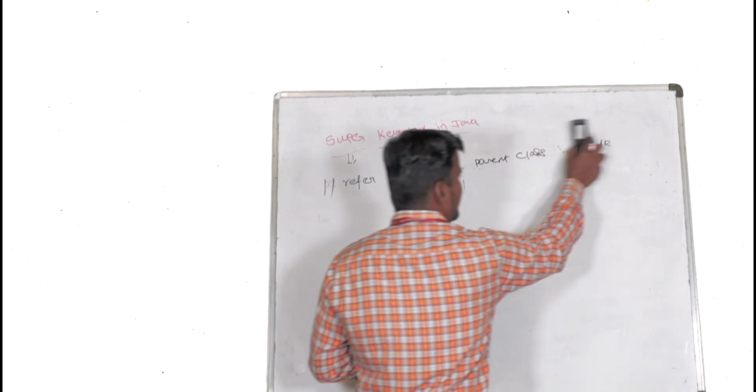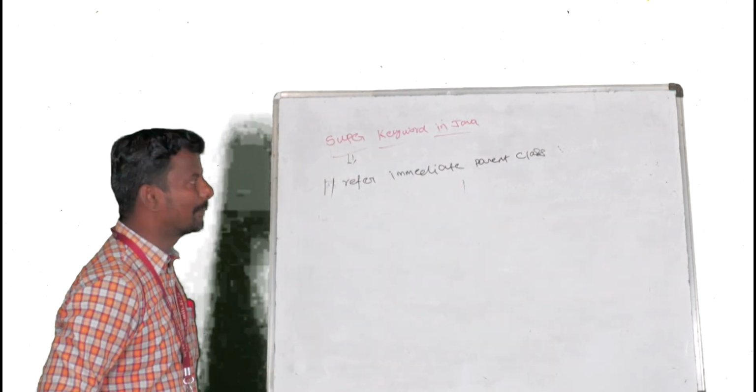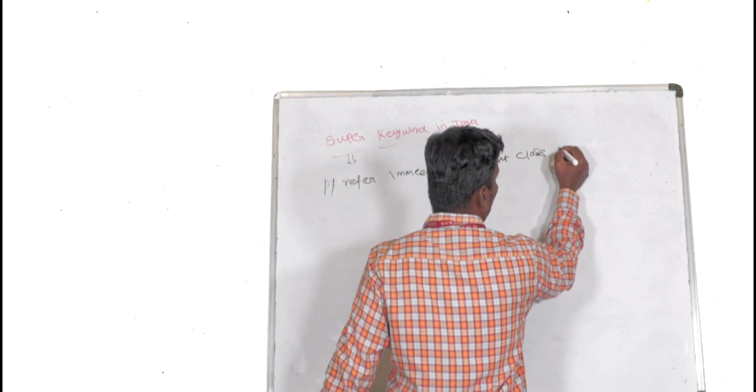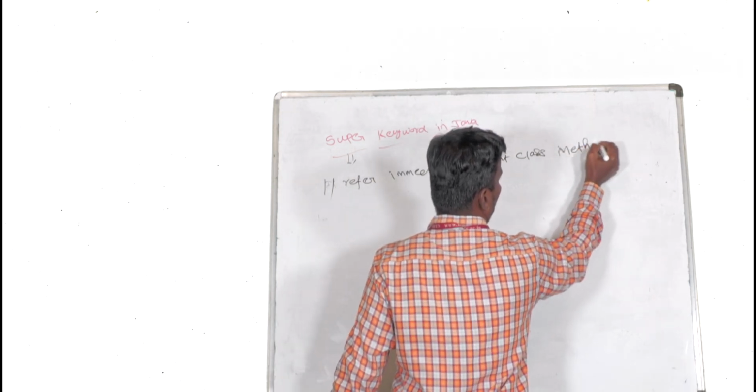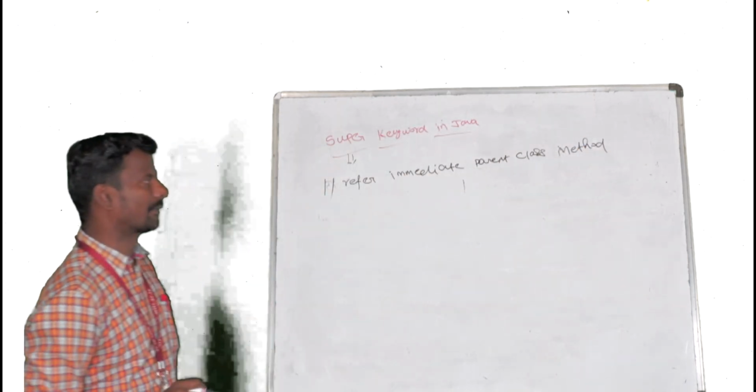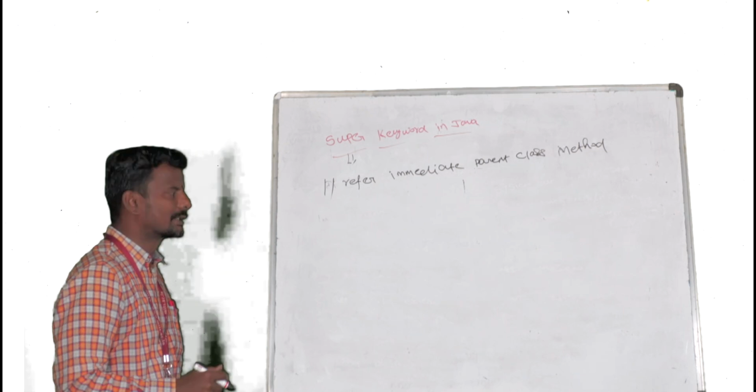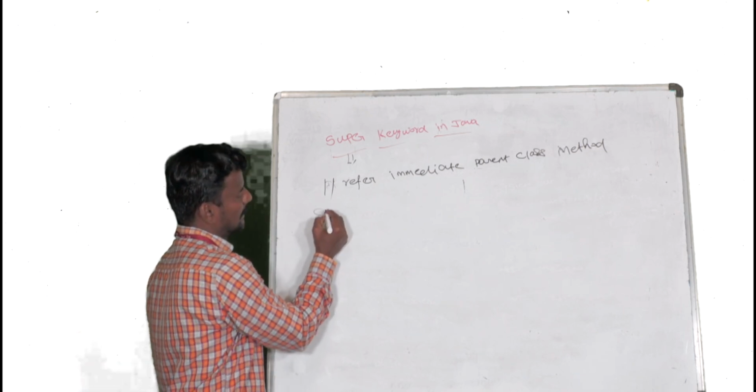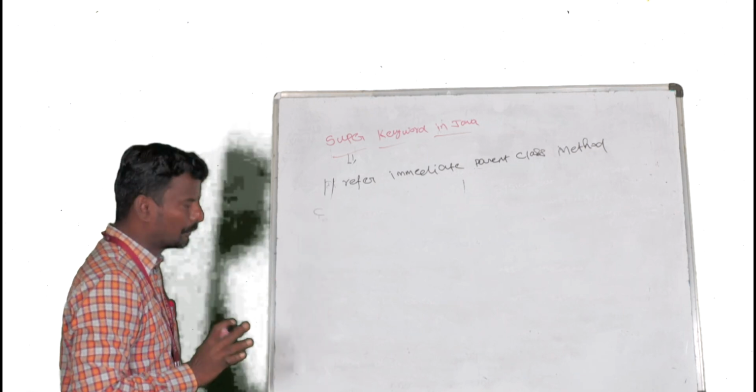The second usage is used to refer to the immediate parent class method. Now we'll see one example. First we have to define one parent class.